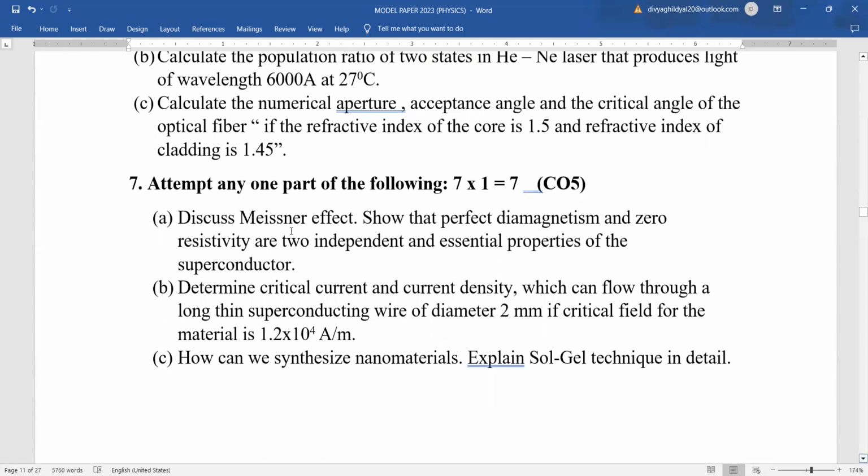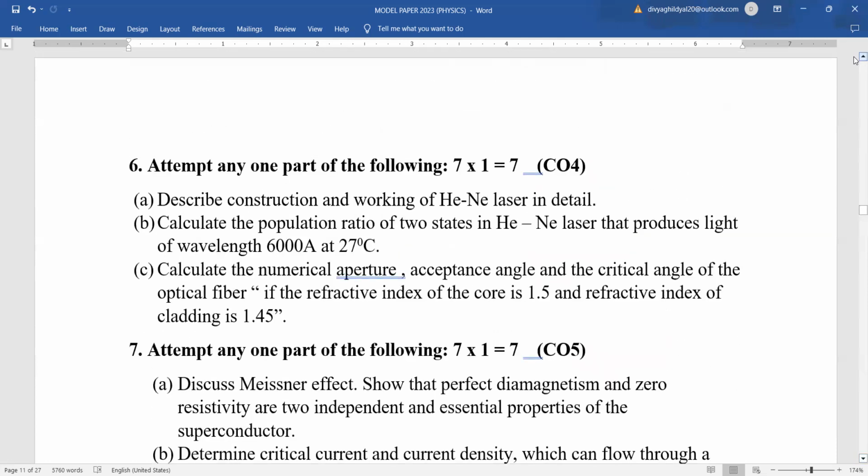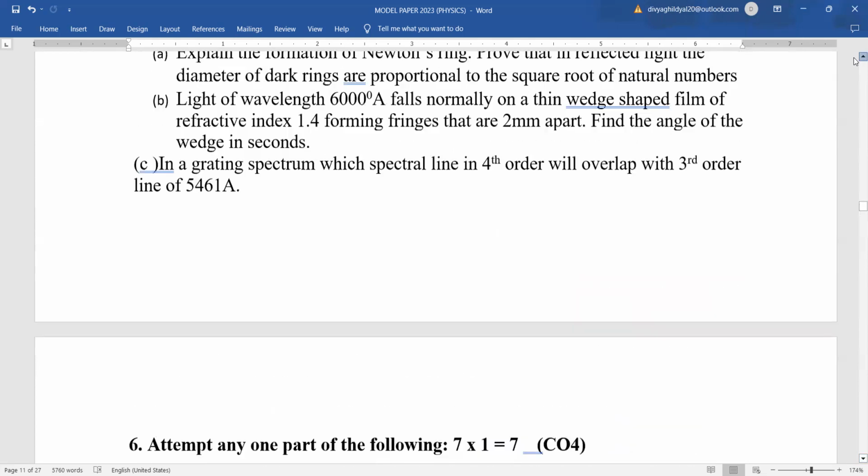So for superconductors, I can expect one very famous question on the Meissner effect of superconductivity, diamagnetism and zero resistivity, and a very famous numerical on the formula Hc equal to H naught into 1 minus T upon Tc whole square. One property or synthesis of nanomaterials, either the sol gel technique or the chemical vapor deposition technique. In my laser part, I can expect either the helium neon laser or the ruby laser, and a simple numerical on optical fiber for numerical aperture, etc.